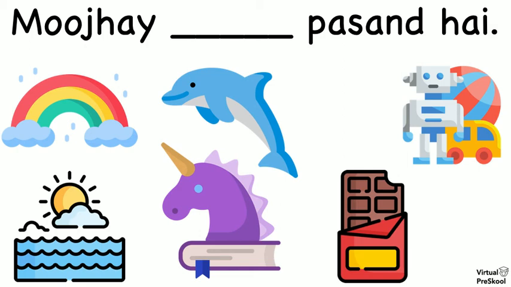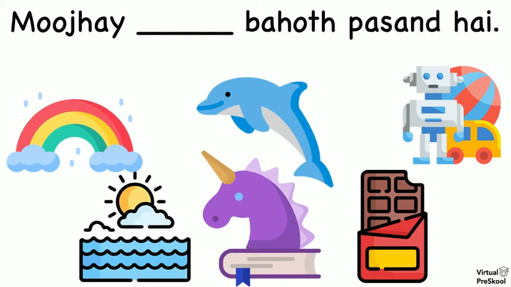All right. Chocolate. Chocolate in Hindi is just chocolate. So how would we say, I like chocolate? Mujhe chocolate pasand hai. All right, now let's add the word bahut. What does bahut mean again? Really. So now we're going to say, I really like something. Okay, so we just add the word bahut in front of our phrase.